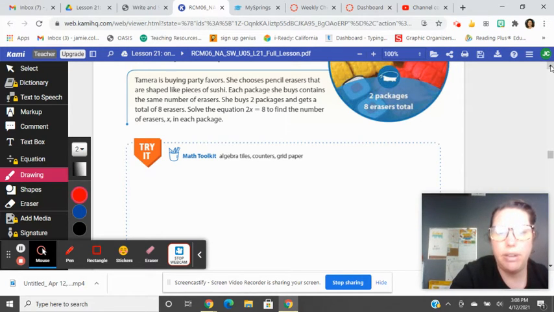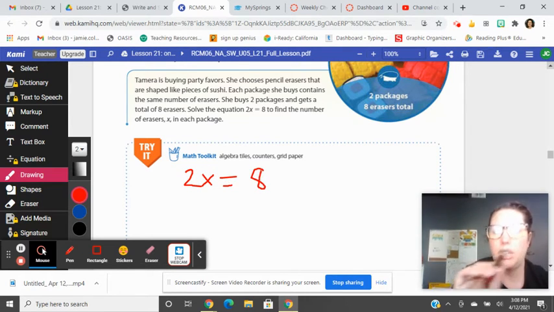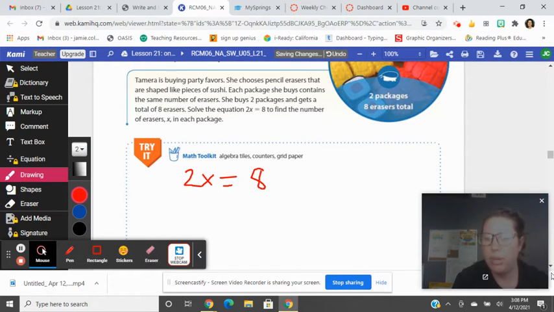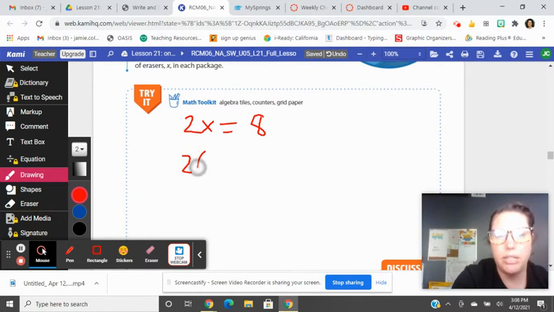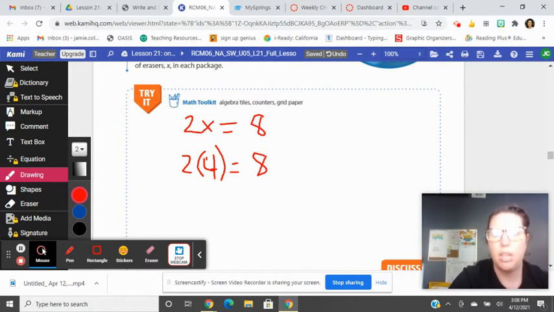Okay, so let's go ahead and rewrite this. 2x equals 8. In the previous weeks, we have used substitution in order to solve this problem. And if we know our multiplication facts, we should know what x equals, right? So we could substitute 4, and remember I like to use parentheses for multiplication. So 2 times 4, if I know my multiplication facts, I should know that 2 times 4 equals 8, which is correct, so in that case, x equals 4.